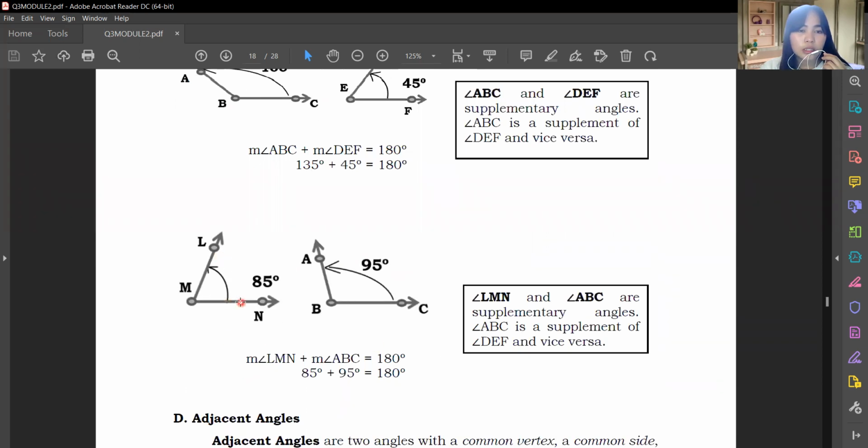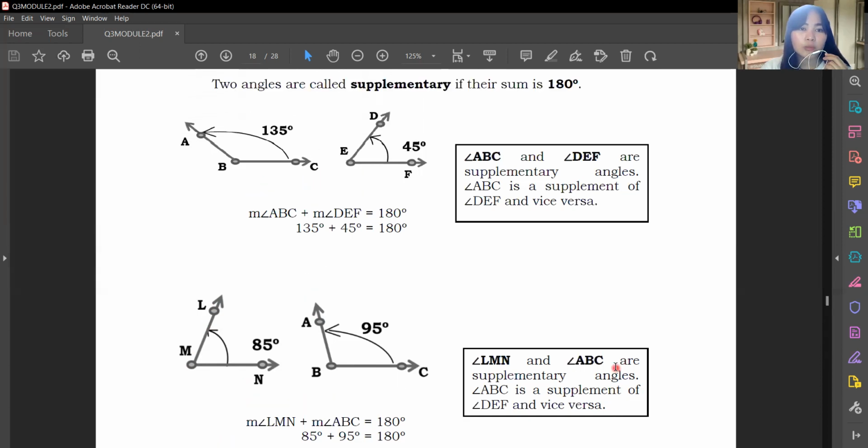In this example, angle LMN has a measurement of 85 degrees and the measure of our angle ABC is 95 degrees. So 85 degrees plus 95 degrees is 180 degrees. Therefore, angle LMN and angle ABC are supplementary angles. All right, that's for supplementary angles.